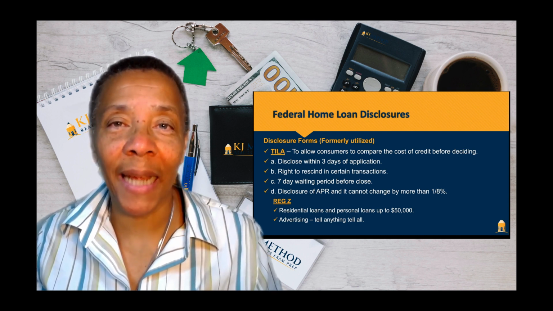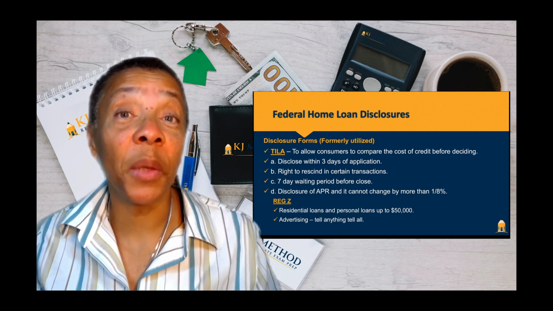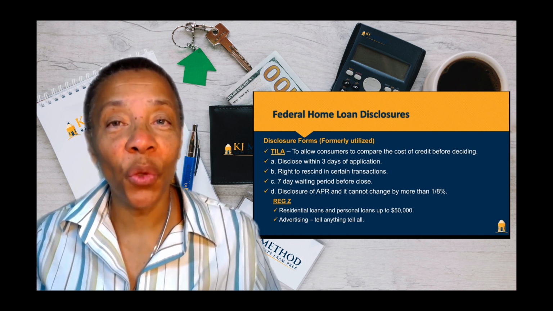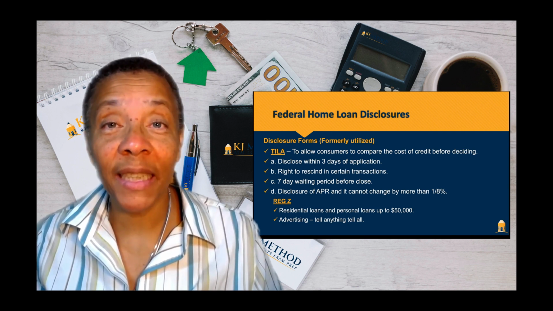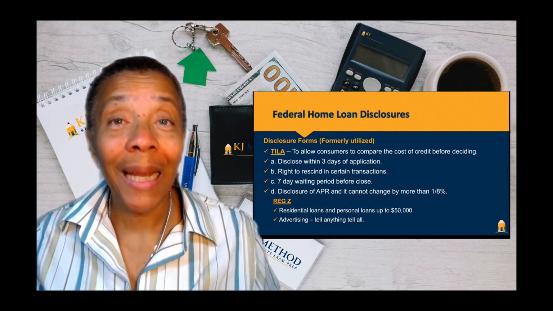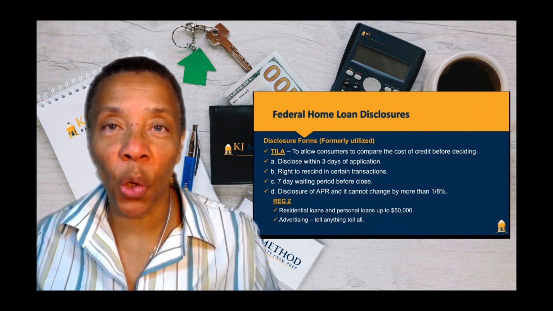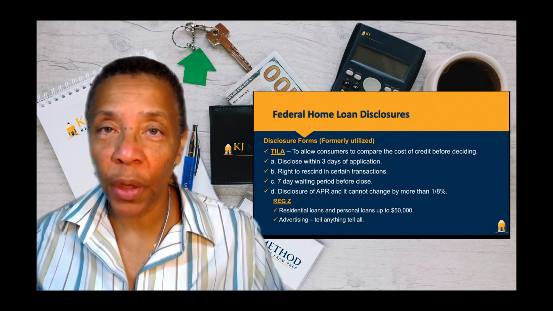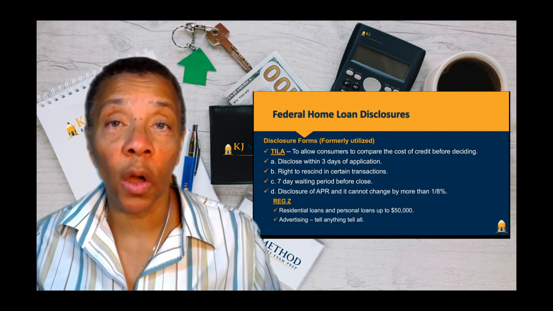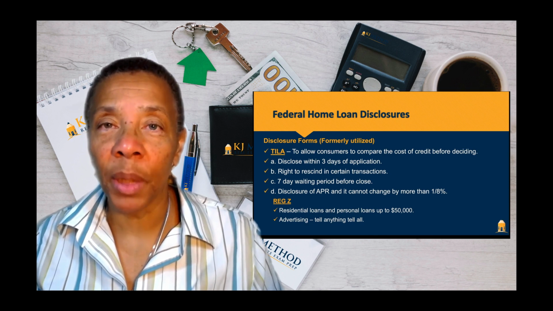The Truth in Lending Act, essentially the point of the act is so a consumer could compare the cost of credit when they are trying to get a loan. And we used to say within 3 days of the application, they would have to be given this TILA statement, truth in lending. So everything relating to the loan, what the annual percentage rate is, what the payments are going to be, what the total cost of the loan is going to be. And you had to do that within 3 days of application.